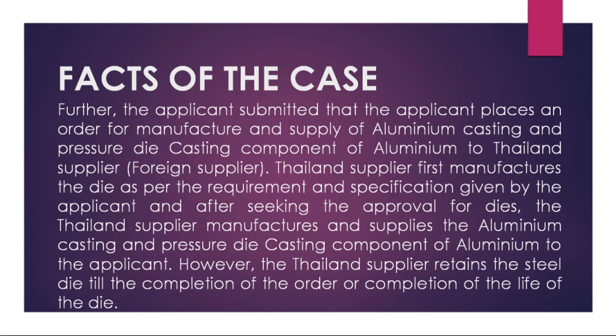Further, the applicant submitted that the applicant places an order for manufacture and supply of aluminium zinc castings and pressure die casting component of aluminium to Thailand supplier, that is foreign supplier. Thailand supplier first manufactures the die as per the requirement and specifications given by the applicant, and after seeking approval for the dies, the Thailand supplier manufactures and supplies the aluminium casting and pressure die casting component of aluminium to the applicant. However, the Thailand supplier retains the die till the completion of the order or completion of the life of the die.